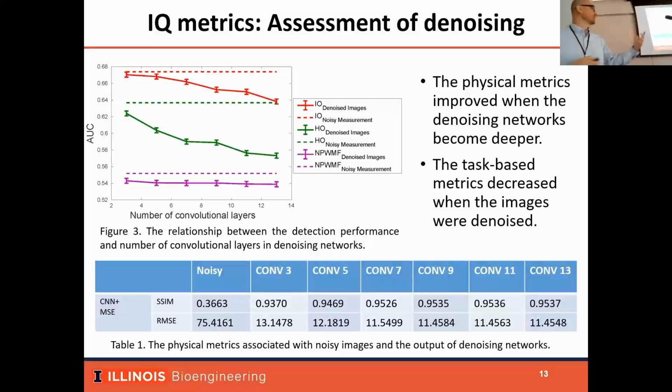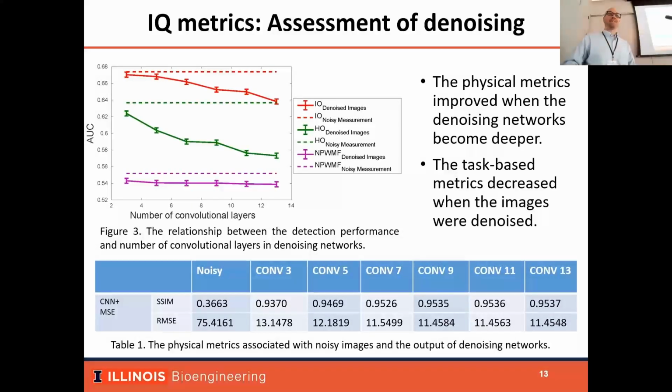denoising network increases. So if we look at the ideal observer, the performance goes down, similarly very strongly with the Hotelling. With the non-prewhitening matched filter, it doesn't really go down that much, and probably because it's not using any of the higher order statistics in that case, so it doesn't care what the denoising network did. Okay, but the take-home point here was that in this particular study, when we increased depth, the traditional measures of image quality went up, the task-based measures went down.